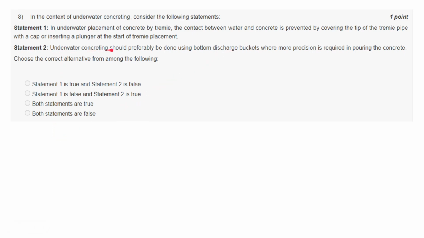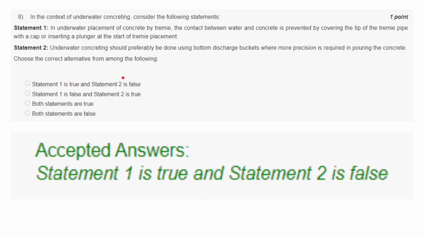And 2, underwater concreting should preferably be done using bottom discharge buckets where more precision is required in pouring the concrete. So this is false. Bottom discharge buckets should be least used, and only if the structure is not important. Mainly we should go for pumping and tremie pipes. So 1 is true and 2 is false, so the first option is correct.